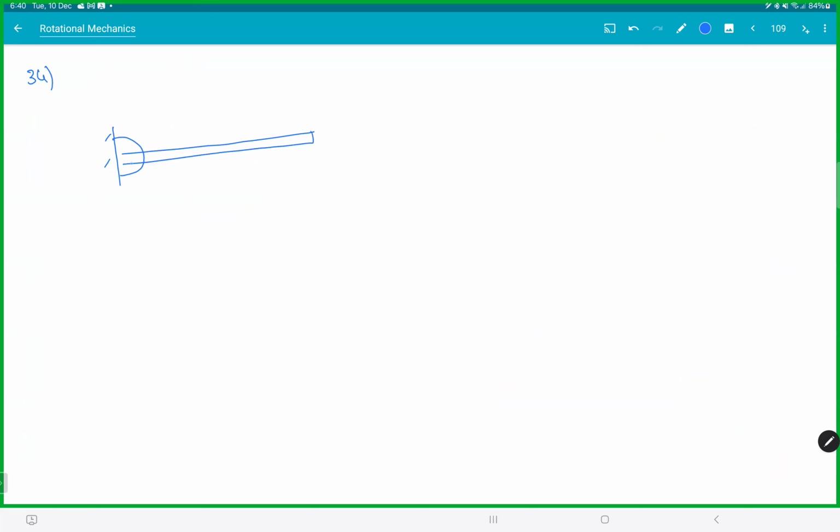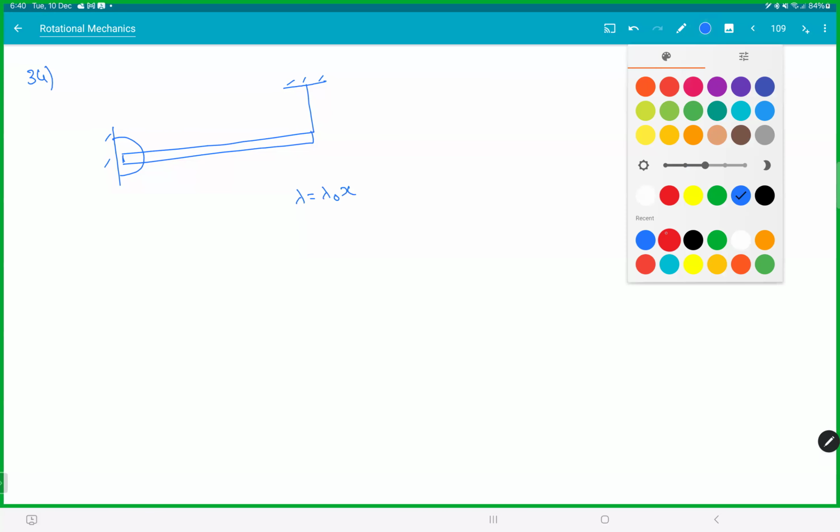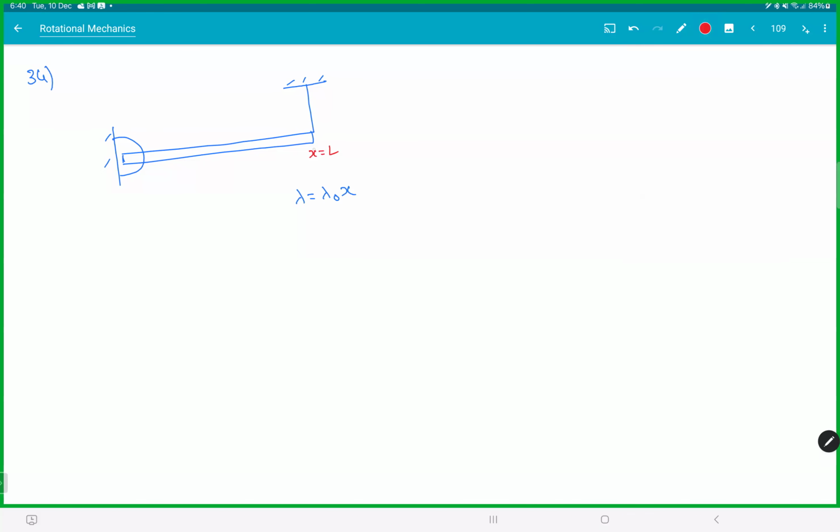We have a rod here. This is hinged. This is a string here. Lambda is equal to lambda naught x, non-uniform rod. This is x is equal to L and this is x is equal to 0. And this string is cut at point A.